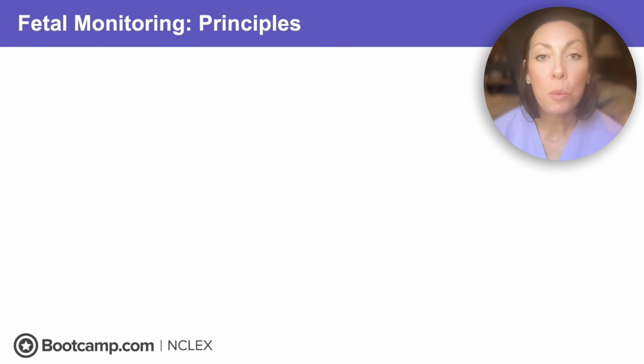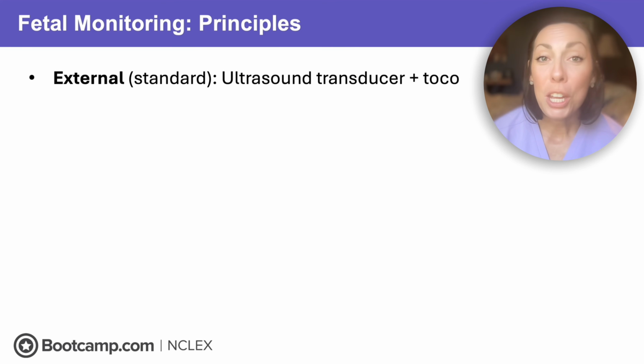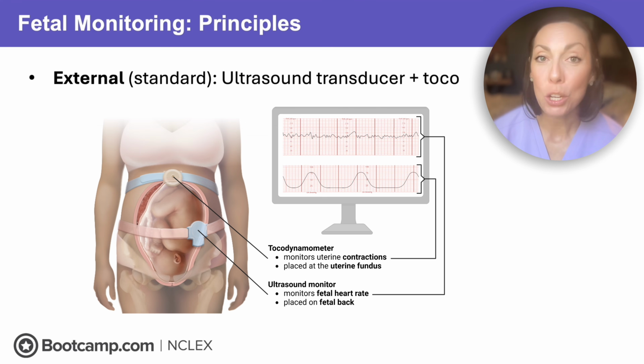So during labor, what are we monitoring for? Well, we're going to look at those uterine contractions to assess labor progression, and we're going to look at that fetal heart rate to see how that fetus is tolerating labor. Now, how will we monitor all that? We can use external monitoring, and that's going to use an ultrasound transducer to look at that fetal heart rate, and a tachydynamometer that is going to measure those uterine contractions.